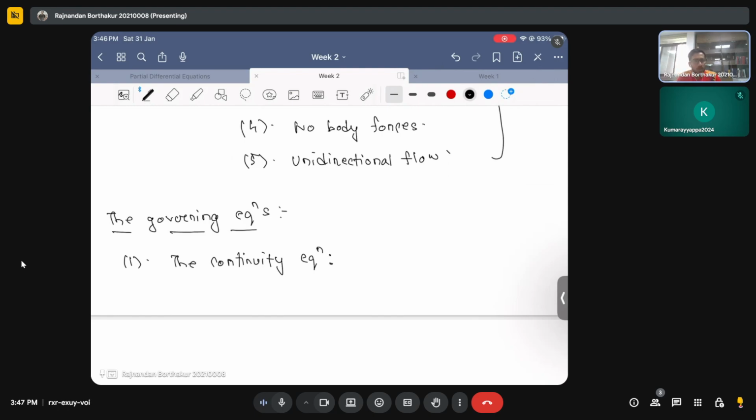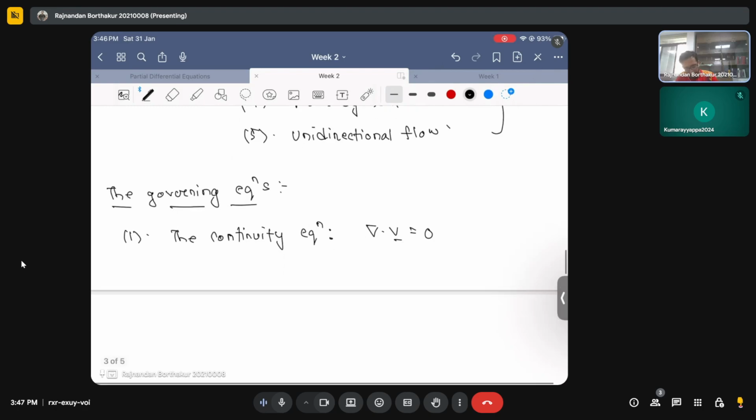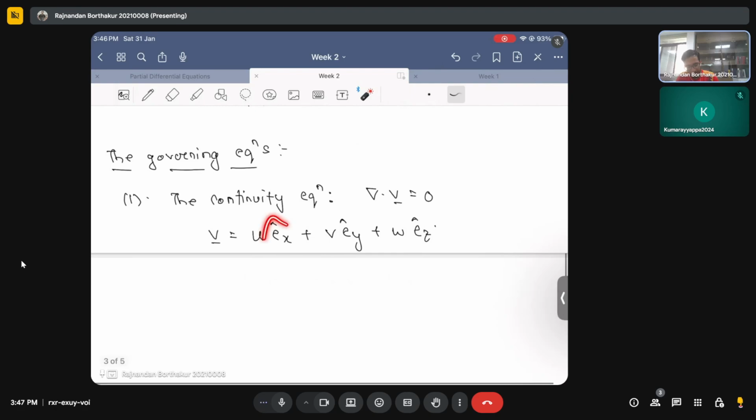We all know that when we use the assumption that the flow is incompressible, the continuity equation just boils down to divergence of velocity equal to 0, where this v is the unknown velocity profile that we are going to solve for, v = u e_x + v e_y + w e_z, where u, v, and w are the x, y, and z components of the velocity field, and e_x, e_y, e_z are the unit vectors in the x, y, and z directions. This is something that we have already seen in last week's class.